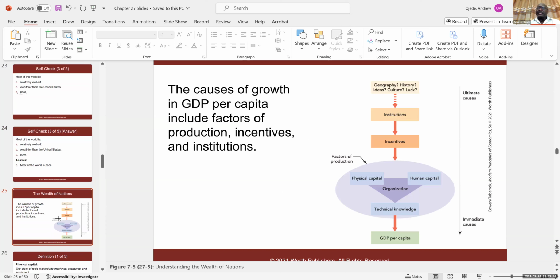Okay, so let's start breaking it down. The causes of growth in GDP per capita: what makes countries poor and what makes countries wealthy. This is going to include factors of production, like a country having technology, abundance of capital stock, physical capital, abundance of human capital and technical knowledge. That's what we call factors of production.